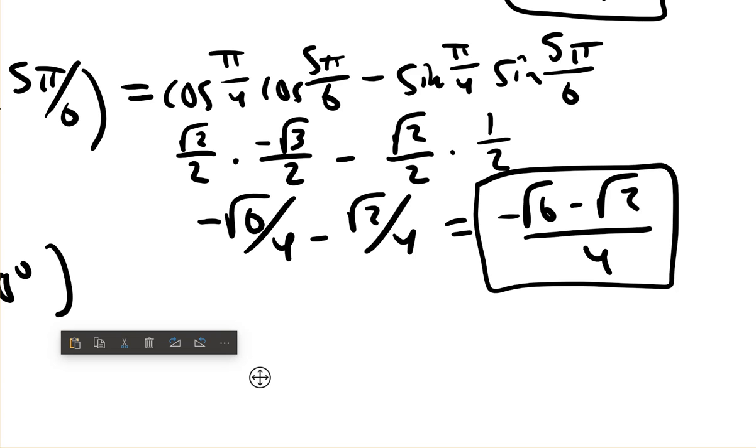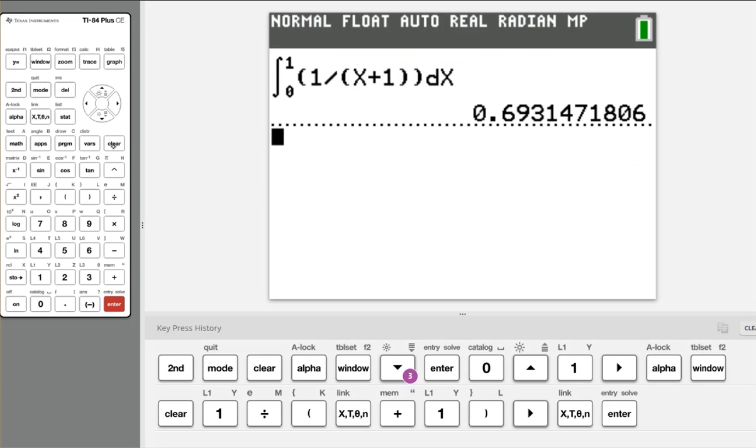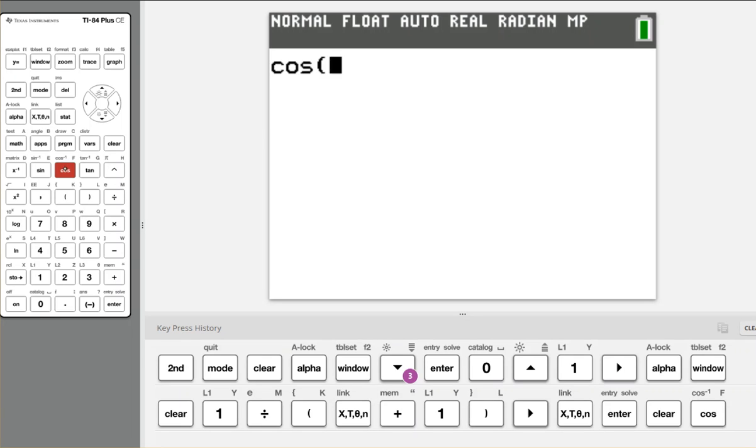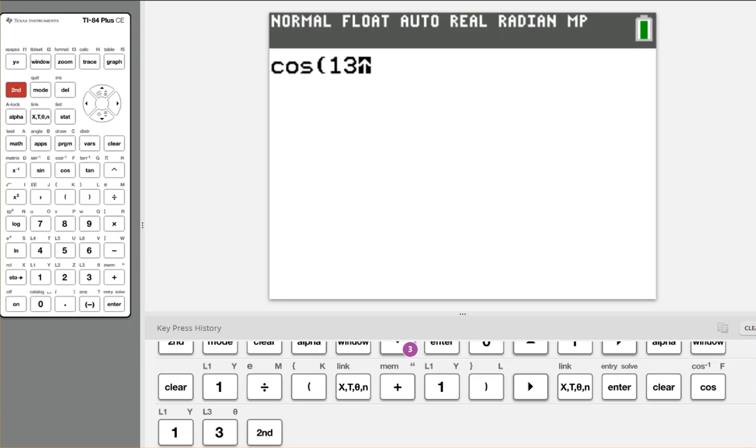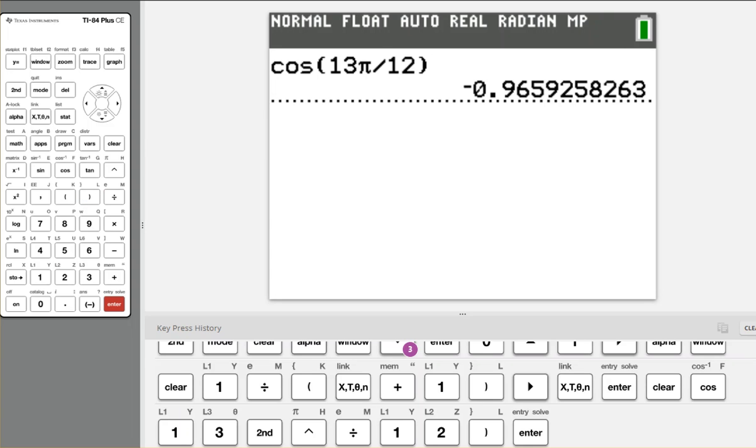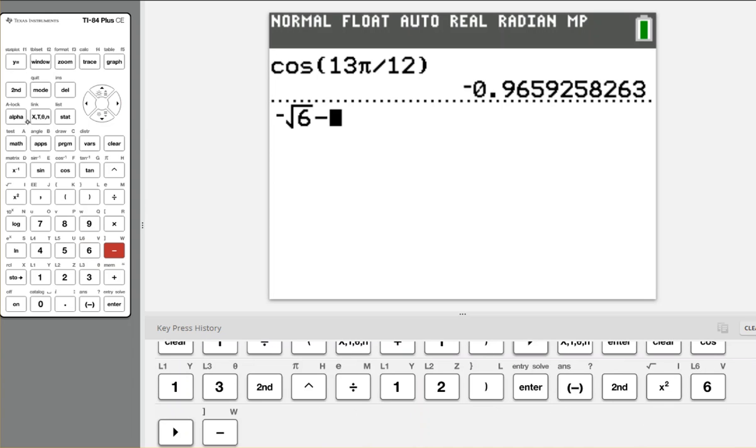I guess it'd also be helpful to talk about the calculator here, because I think there's going to be a common mistake with checking your answer in the calculator. So what was the original question? Cosine of 13 pi over 12? Is that it? Okay, so that's the decimal our answer should be. And then what did I get? Negative square root of 6 minus the square root of 2, and then that was over 4.